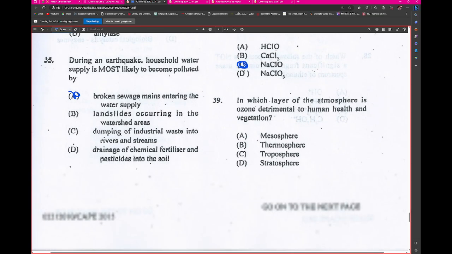That should be fine. 39. In which layer of the atmosphere is ozone detrimental to human health and vegetation?